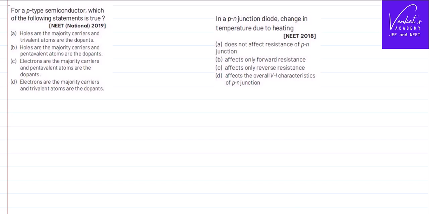Here in this video, we are solving two simple theoretical questions on semiconductor devices. The first question says, for a p-type semiconductor material, which of the following statements is true? Even before reading that statement, we shall try to know what we mean by a p-type semiconducting material.